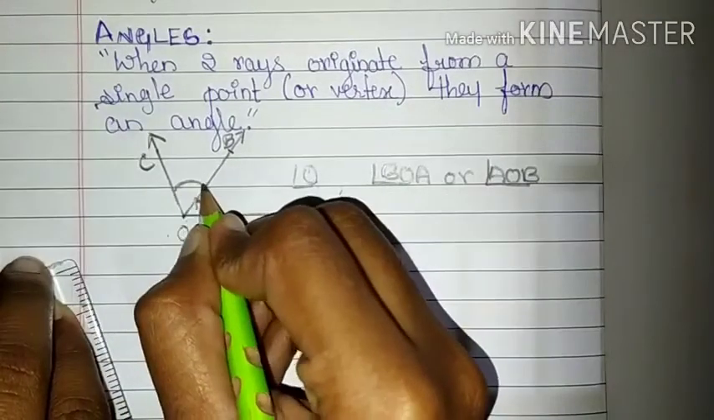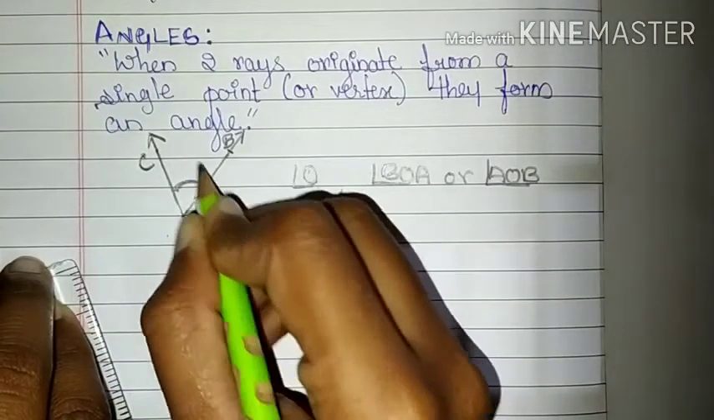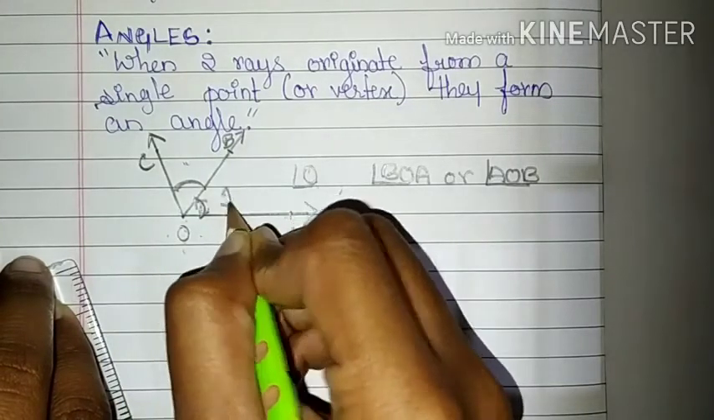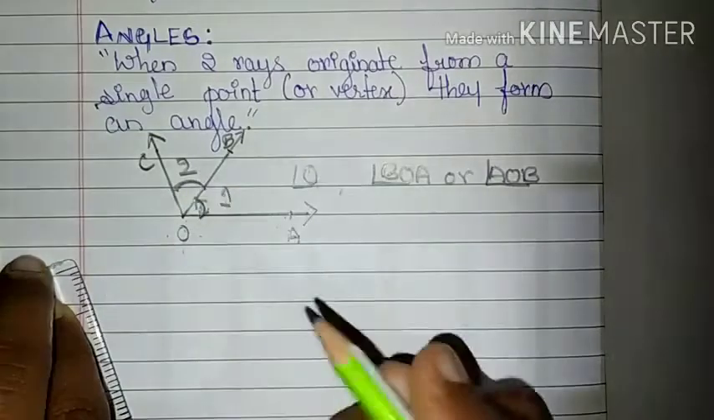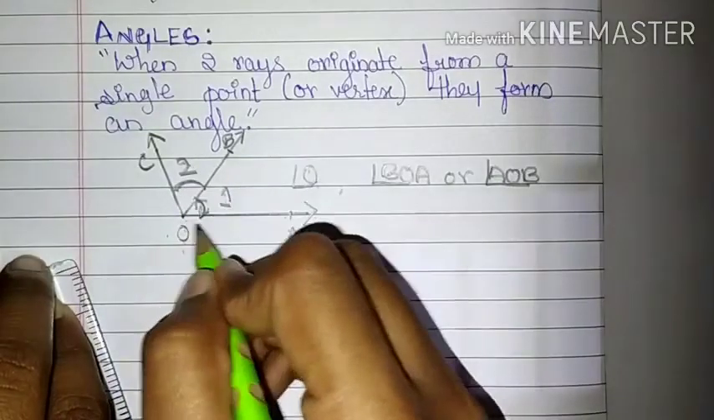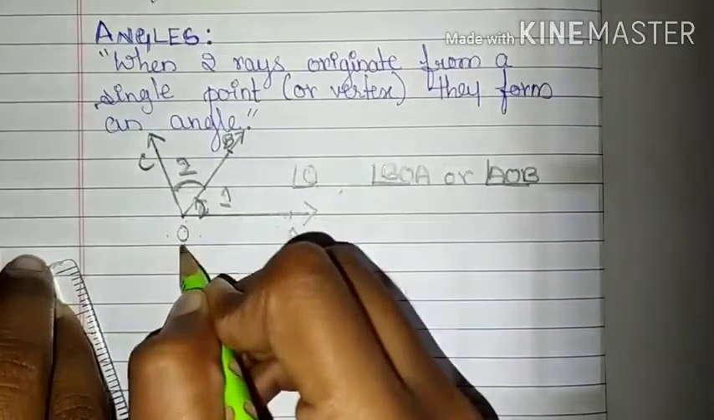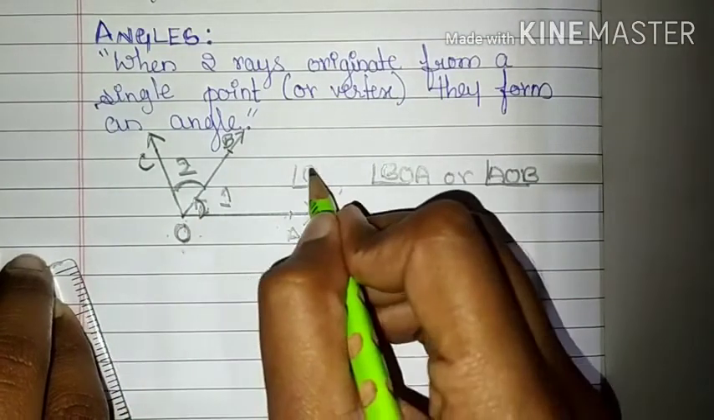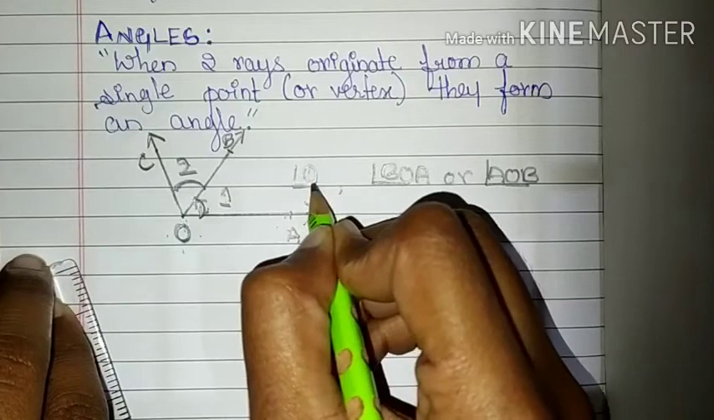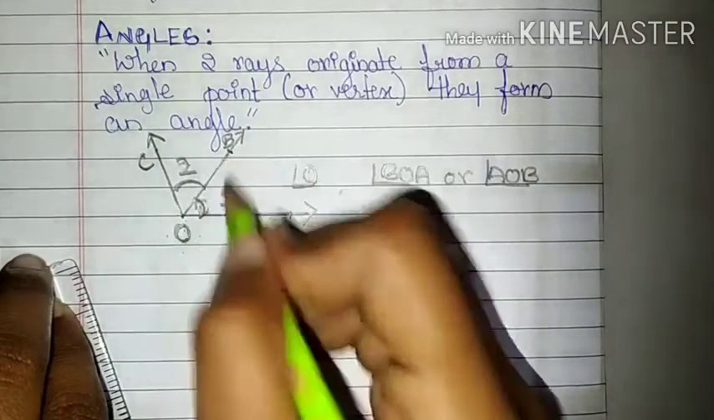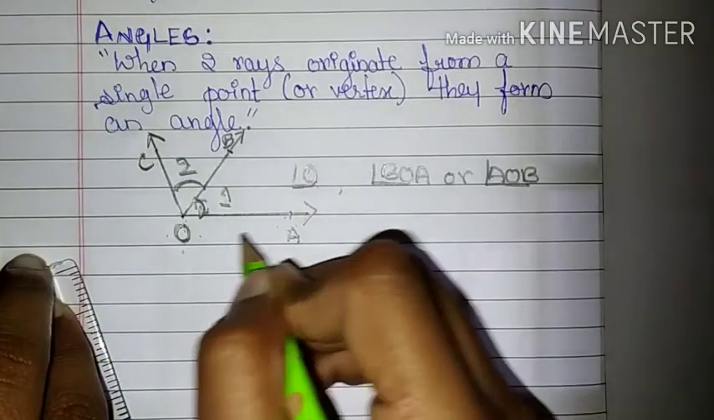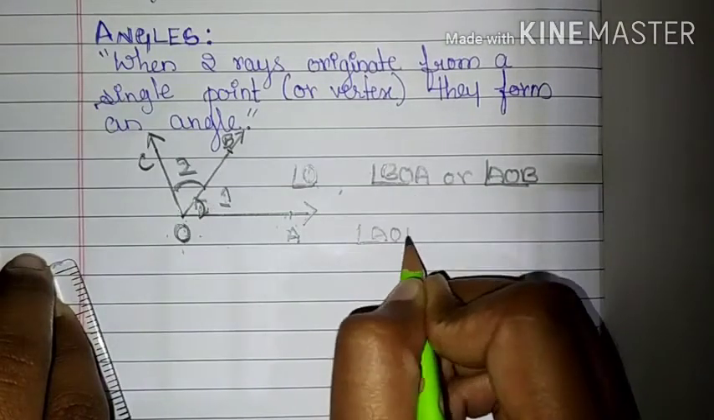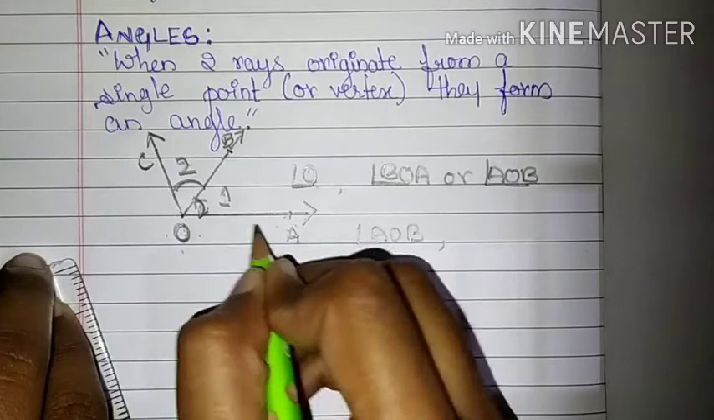now we have two angles which have been formed at the same point. This is angle 1 and this is angle 2. So two angles have been formed by three rays at the same point O. So now we cannot name our angle as just angle O. We have to use three letters to represent them. One, we have angle AOB. This is our first angle. Angle AOB is the first angle.